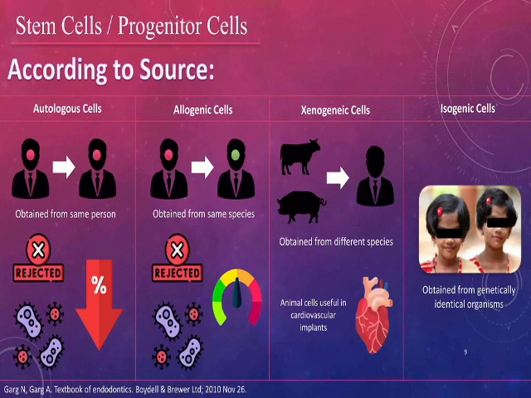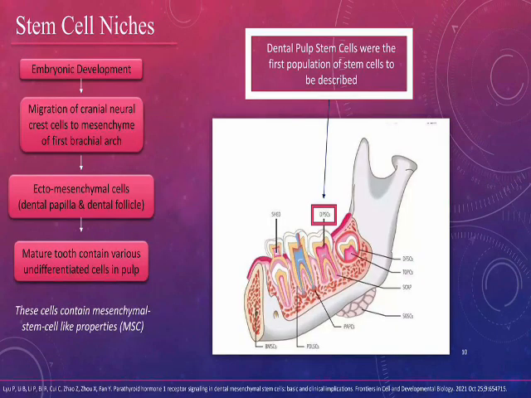And then the dental stem cell niches. Dental pulp stem cells were the first population described, originating from the ectomesenchymal cells during embryonic development. The specific types of dental stem cells include SCAP, the stem cells of the apical papilla; DPSC, the dental pulp stem cells; SHED, the stem cells from human exfoliated deciduous teeth; PDLSCs, the periodontal ligament stem cells; IPAC, the inflamed periapical progenitor cells; and BMSCs, the bone marrow stem cells.